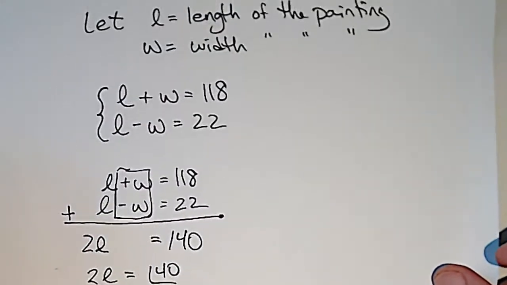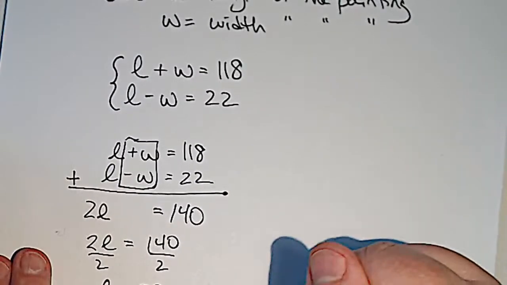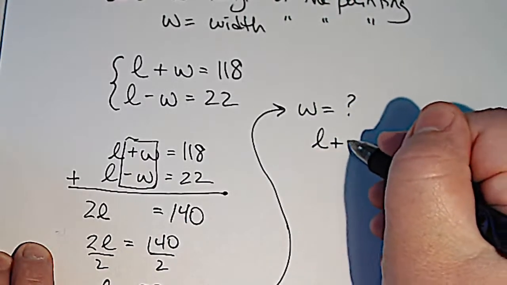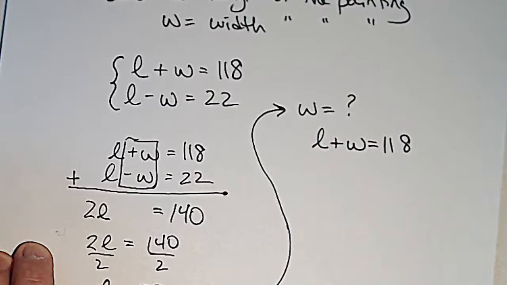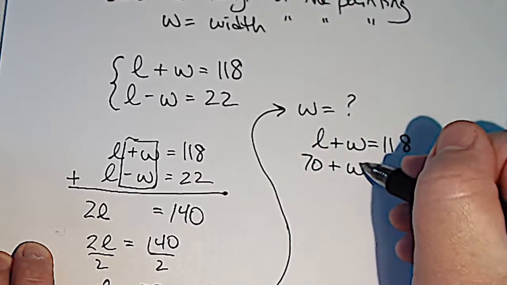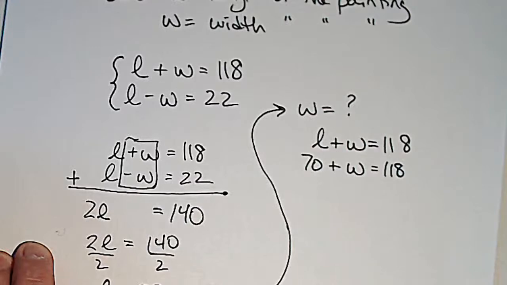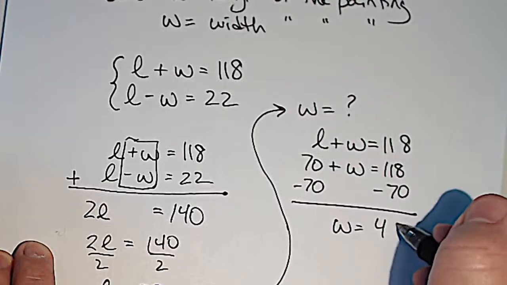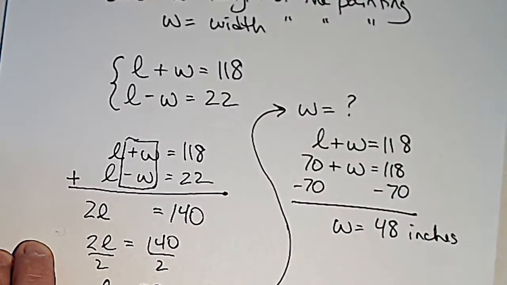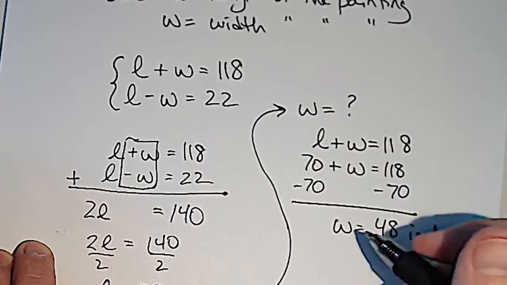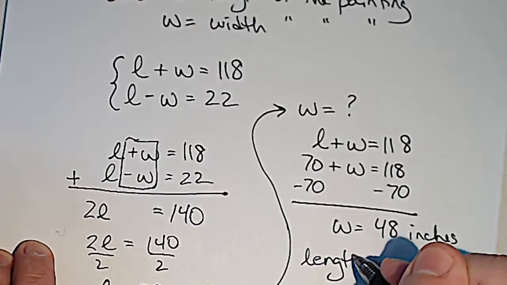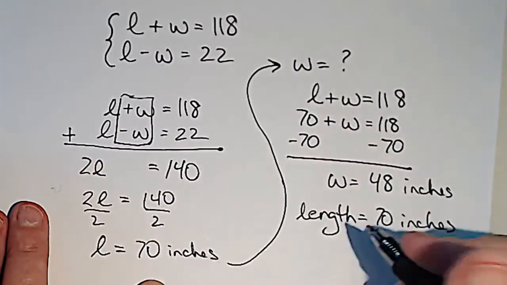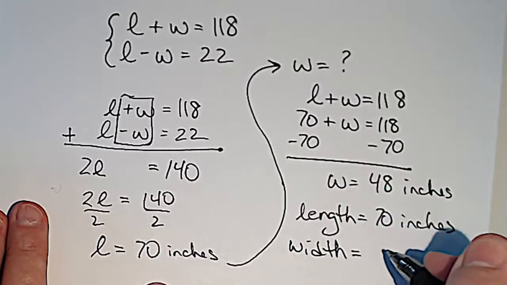Okay, so I need to find W. So let's go back. What does W equal? I'm going to use the L plus W equals 118 equation. We've just found out the length is 70 inches. So I plug that in, subtract 70. W is 48 inches. So, it says find the length and width. So length equals 70 inches. And the width equals 48 inches.